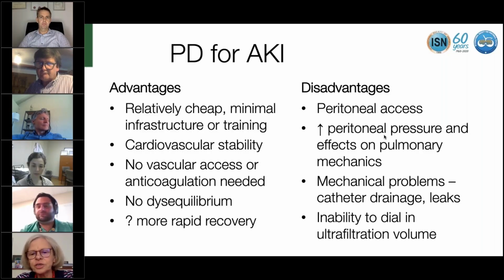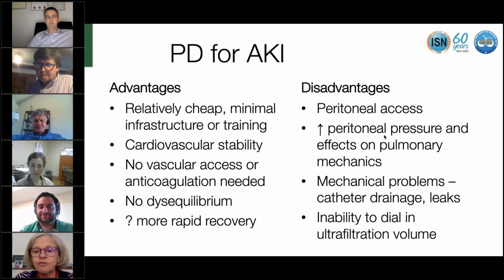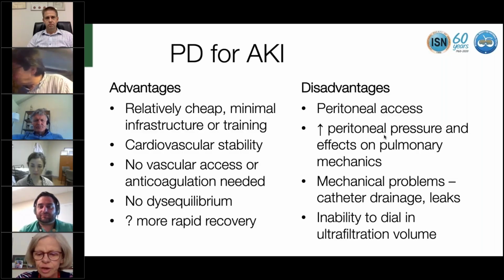The disadvantages are that you need to get peritoneal access, and that can be problematic. You can get increased intraperitoneal pressure, which will have effects on pulmonary mechanics. You can get mechanical problems such as catheter drainage problems or leaks, and there may well be an inability to dial in ultrafiltration volume. ITU personnel like to be able to remove, say, 200 mils an hour or 300 mils an hour, and you can't do that with PD.